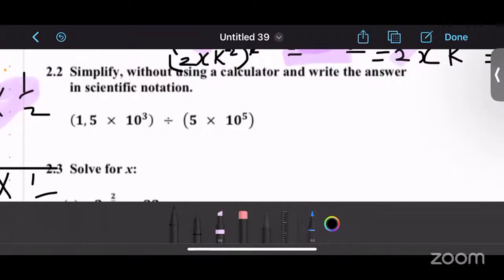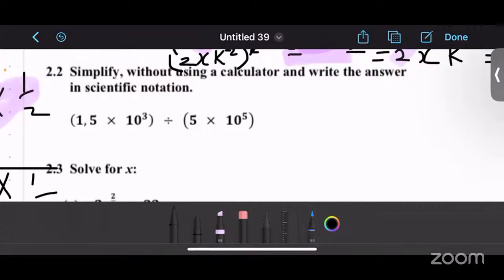What I would do is I would first say the 10. I would subtract 3 from the 5.